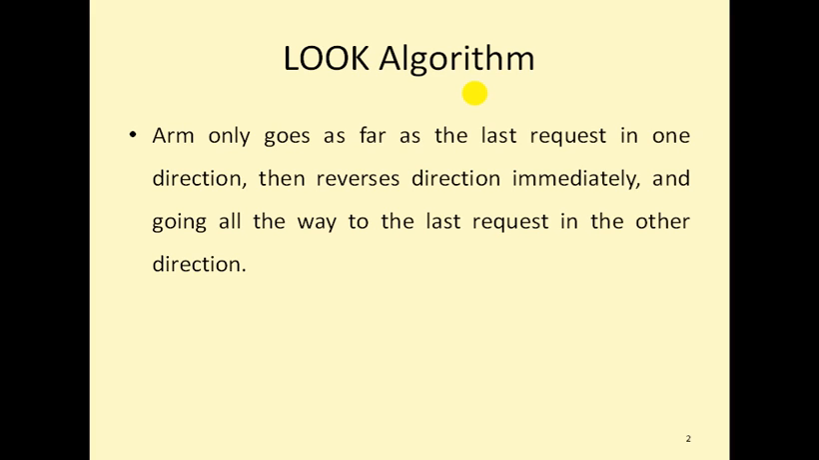Now the head is starting from some position. It takes either the right hand side or the left hand side. For example, it takes the right hand side. On the right hand side, it accepts all the requests available and stops at the last request. From that request, it turns back, accepts all the requests available on the left hand side and stops at the last request. So that is the simple mechanism in the Look algorithm.